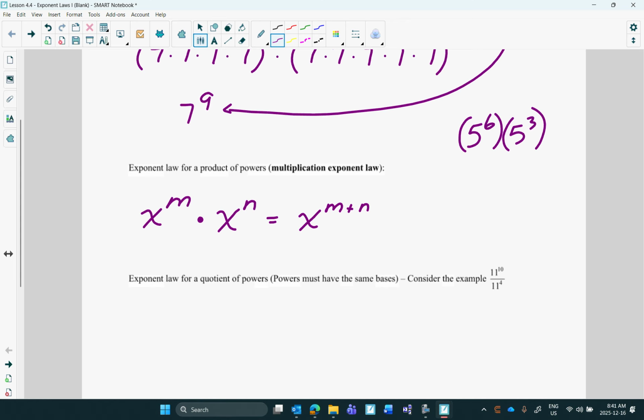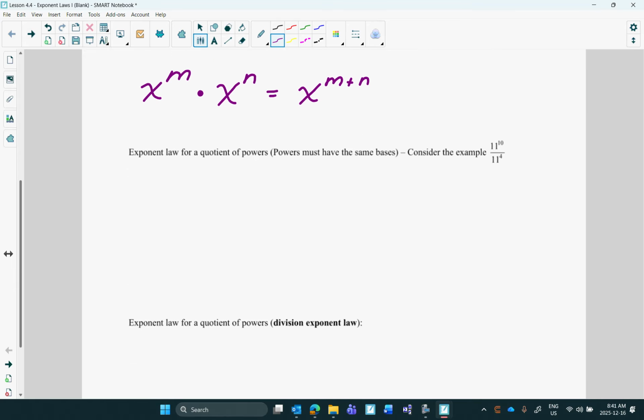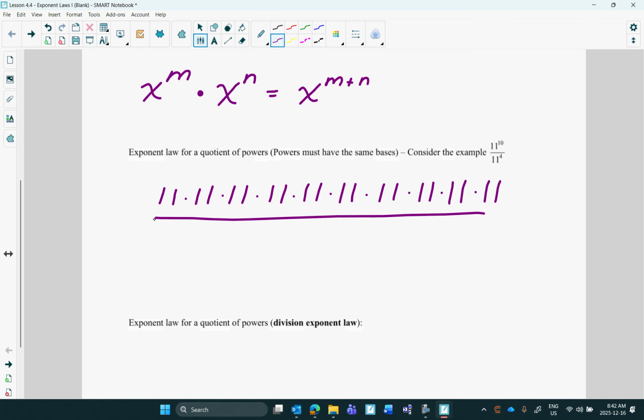What do you think happens when we divide 2 powers? What would we do with the exponents? Yeah, you'd subtract. Makes sense. So let's do that. Let's say we had 11 to the 10th divided by 11 to the 4th. Well, I'm going to write out 10 11s getting multiplied by each other, and then I'm going to divide that by 4 11s getting multiplied by each other.